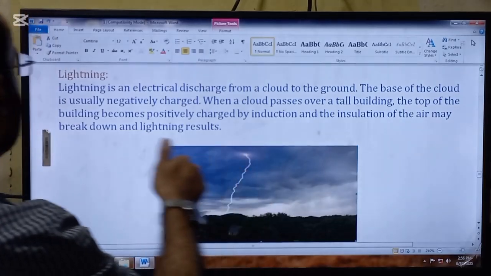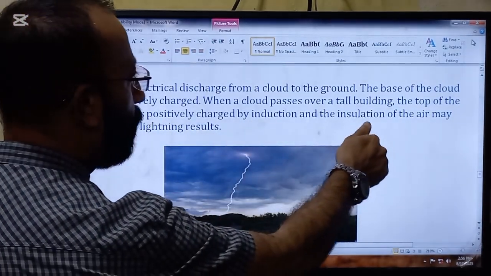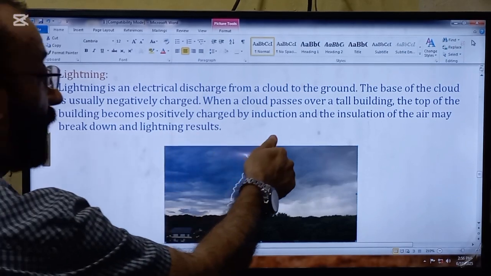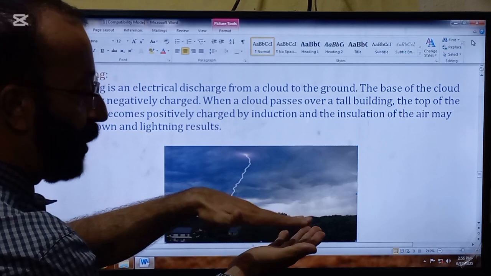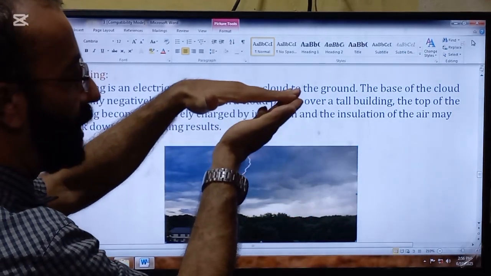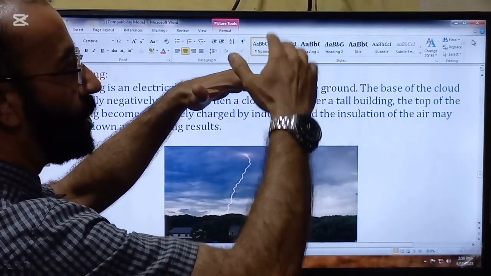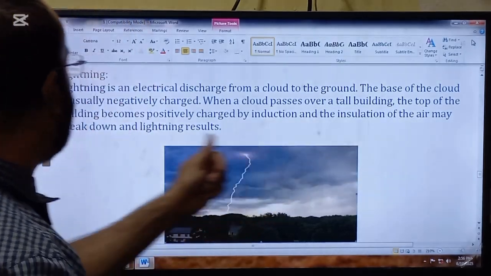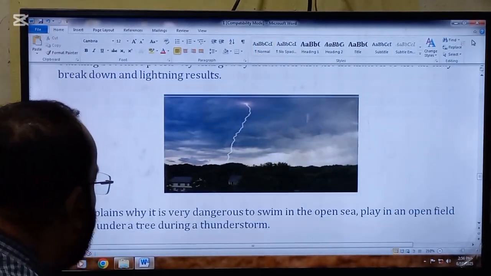The base of the cloud is usually negatively charged. When a cloud passes over a tall building, the top of the building becomes positively charged by induction. Because of the separation of the charges, the positive charges come on the top of the building because of the attraction of the negatively charged part of the cloud, and the insulation of the air may break down and lightning results.